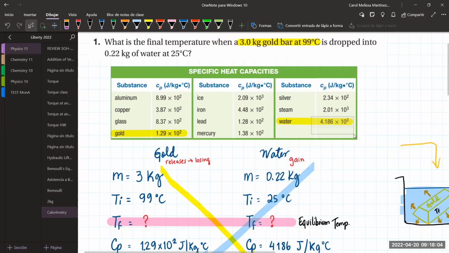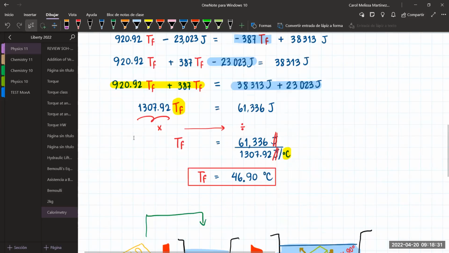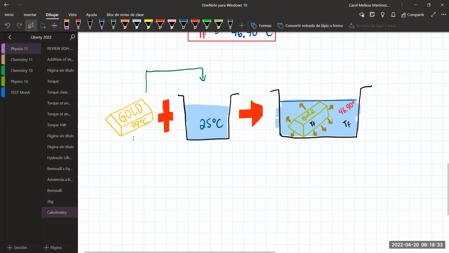The specific heat capacity of water is 4,186. The specific heat capacity of gold is 129. Which specific heat capacity is greater, water or gold? Water. That means that because of the great capacity that water has, it is used a lot in industry to make things cooler, okay, because of its great specific heat capacity.